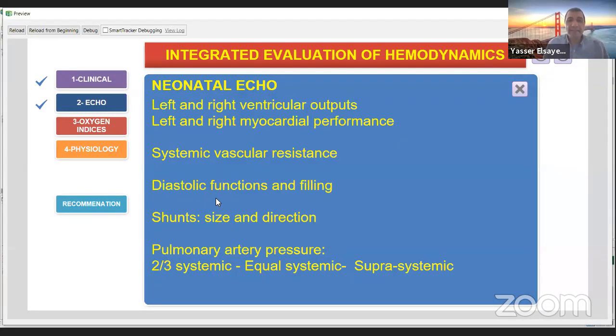And you need to understand if the filling volume of the heart is good, or if there is any evidence of underfilling. And if there is any shunt, the level of shunt and the direction of the shunt. And you need to know if there is any pulmonary hypertension: is it 2/3 systemic, equal to systemic, or suprasystemic blood pressure?